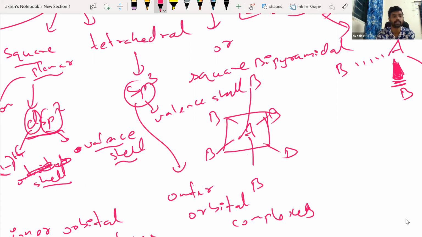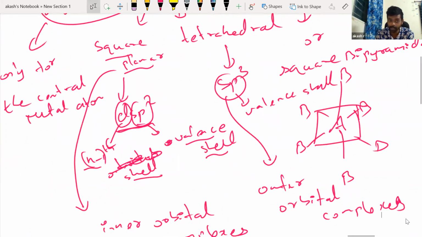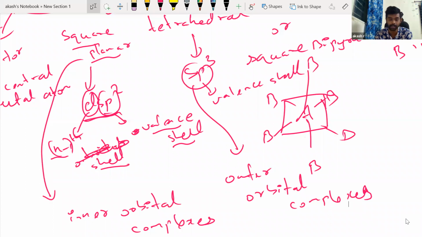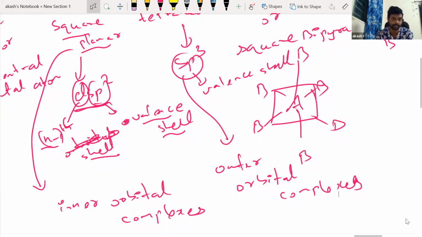Okay, right. So that is about your square planar complexes and tetrahedral complexes. You need to have dsp2 for your square planar. For tetrahedral, we need to have sp3. And this d, which is there in your dsp2, that is square planar, that d comes from the inner shell. That is why you're going to be calling it inner orbital complexes, right?